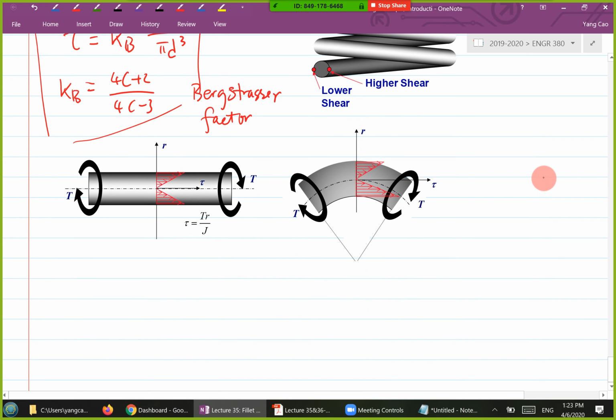I'm running out of time here. Next we're going to look at force and deflection. Let me finish the force deflection, and then we'll save the strings for the next lecture.